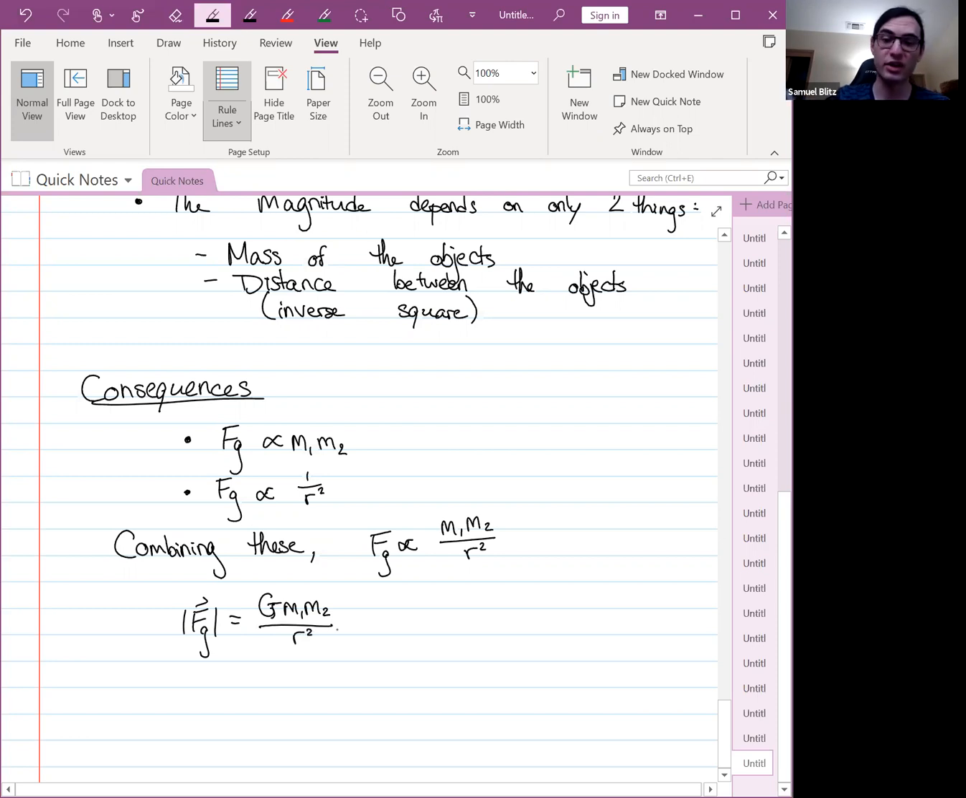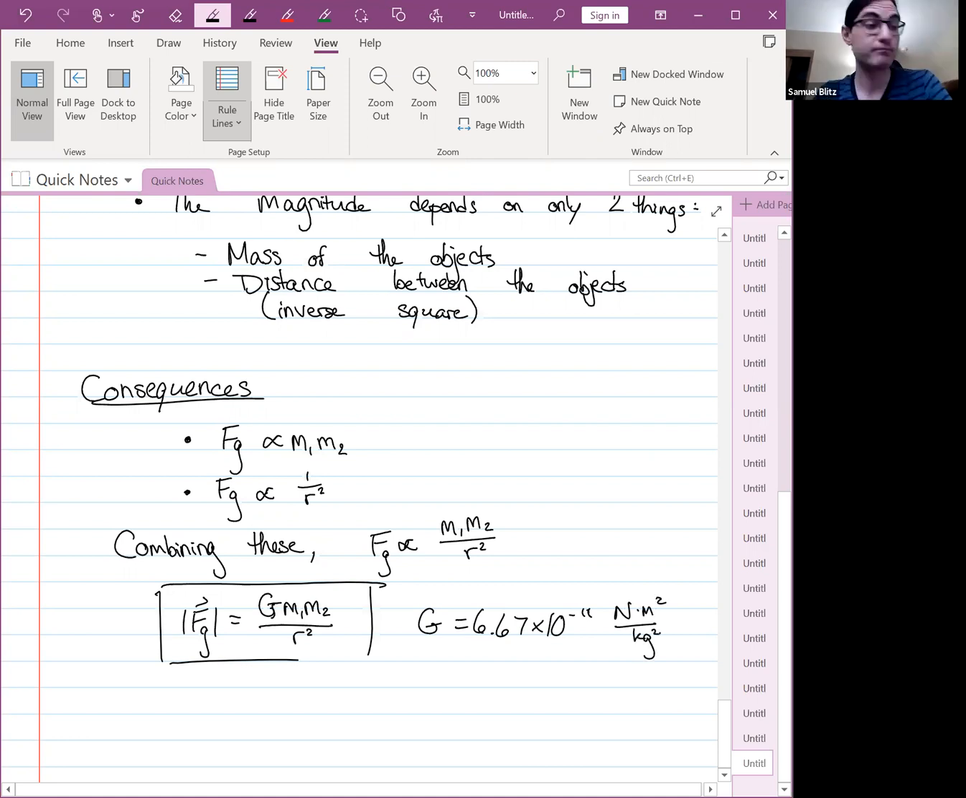And big G is now just a number. Well, it's a number with units. G is 6.67 times 10 to the minus 11 newton meters squared per kilogram squared. That's what it is. It's just a measured number. It's just a number that characterizes our universe.